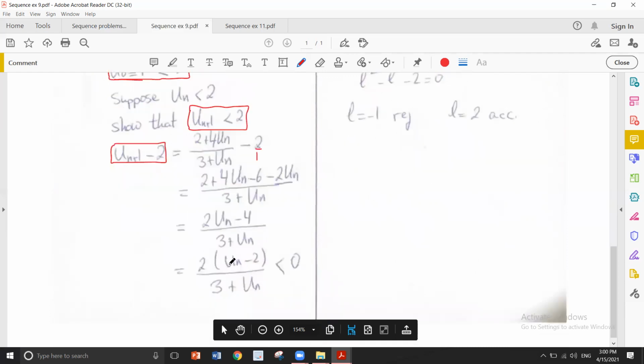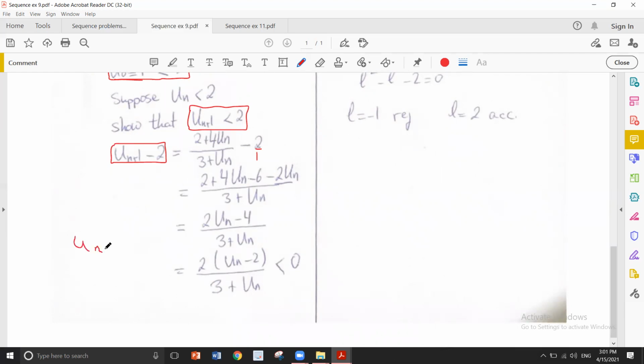I take 2 common: un minus 2 over 3 plus un. Why is this one less than 0, given that un is less than 2? Then un minus 2 is negative. So the first step is, is un less than 2? Yes. We are going to prove this.